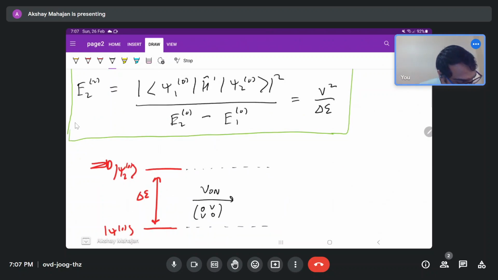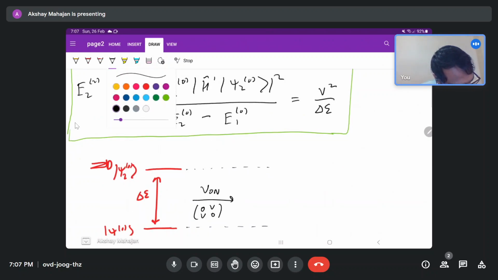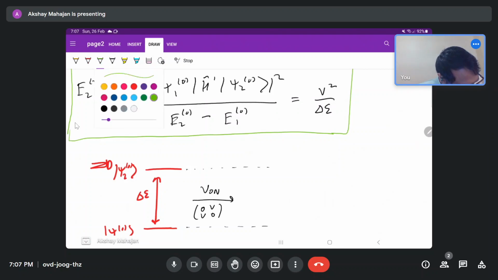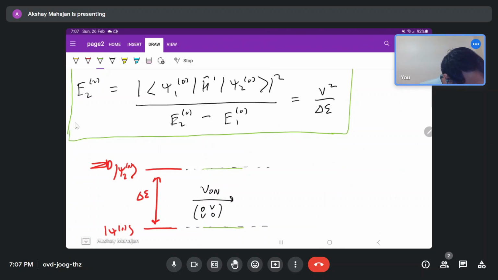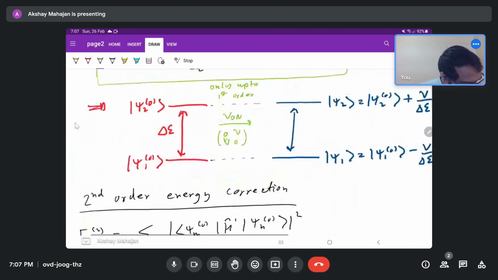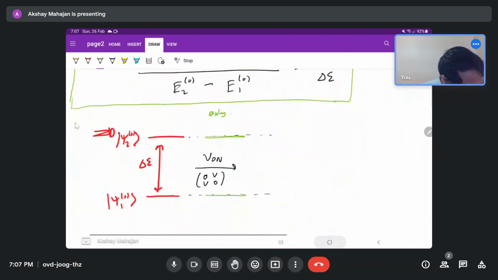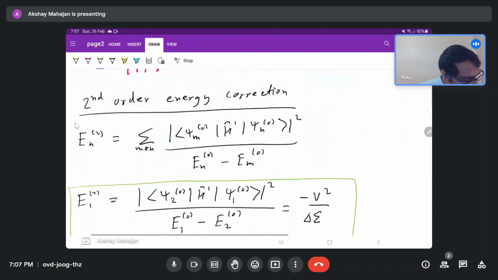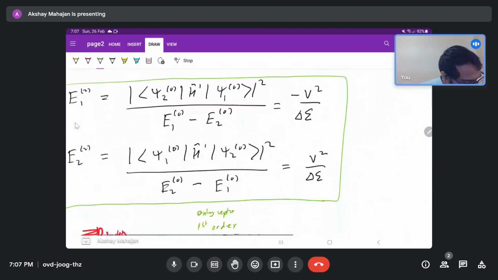Now up to the first order, they will remain on the same energy level here. This is only up to first order correction. But now we will go to the second order correction.